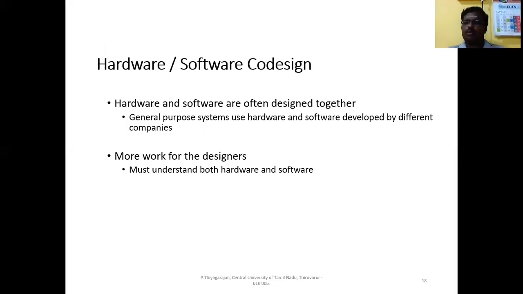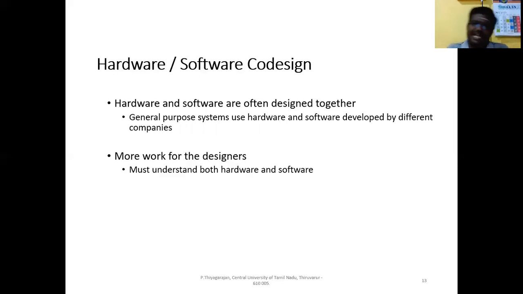Next, we are going to talk about the hardware and software co-design of the embedded system. Hardware and software are often designed together in the embedded system. As I said, because it is designed only for a single application, the hardware and software are designed together. In a general purpose system, it is not so. A general purpose system is nothing but a laptop. In a general purpose system, the hardware and software are not designed together.